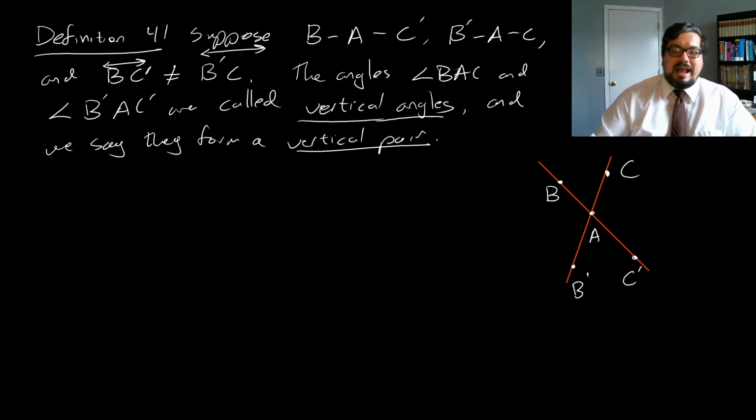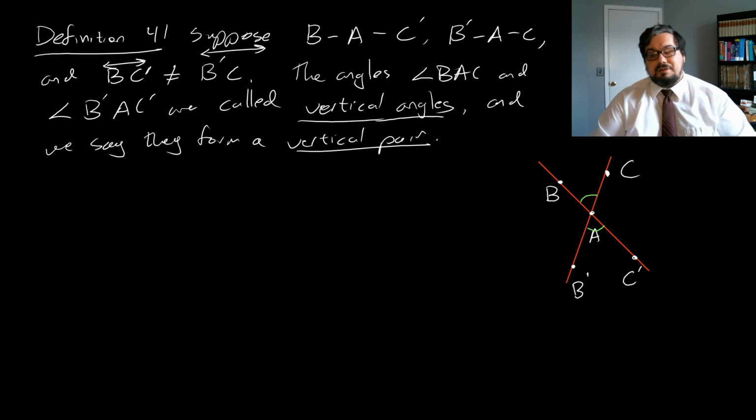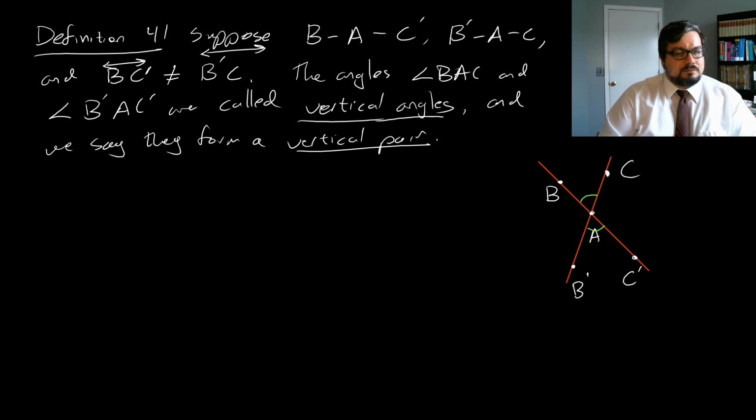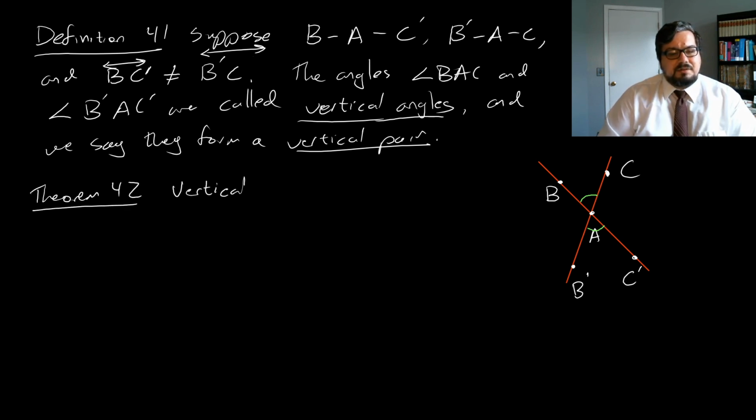Now, the two angles, BAC and B prime AC prime, are called vertical angles. These vertical angles are very important to understand the relationships between. This is something you may very likely have encountered in previous geometry courses, and the big fact about vertical angles is that they're always congruent. So theorem 42 says that vertical angles are congruent.